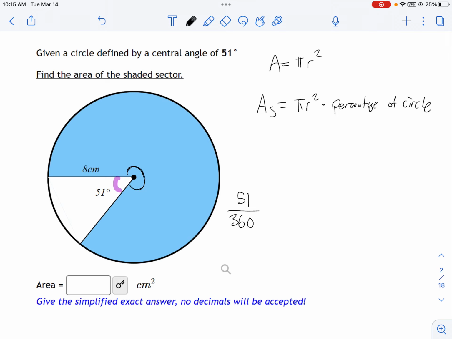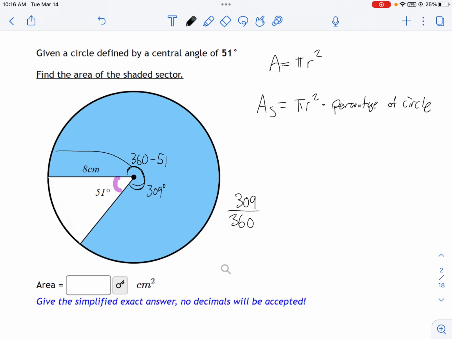Well, how do we find it? If we know all the way around is 360 and we want everything except for the 51, just subtract the two together. So 360 minus 51, we end up at 309 degrees, and that is the remaining angle there, which means that the true percentage we're looking for is 309 out of 360. And that's all we need for this.